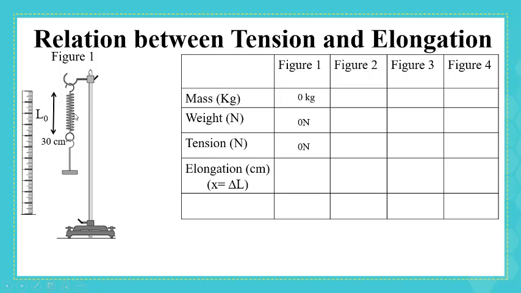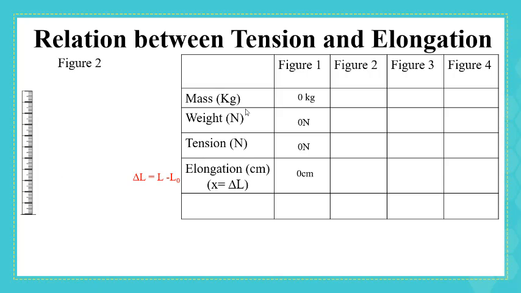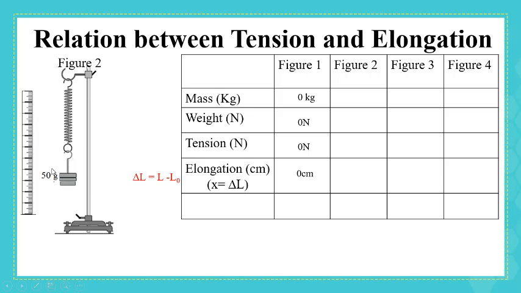And here there's no mass, the spring is not elongated, then it is equal to 0 centimeter. This is about the first figure when there's no mass. Now, in the second figure, let's put a mass. It's 50 gram. To find its mass in kilogram, you have to divide by 1000. So 50 gram divided by 1000 is equal to 0.05 kilogram.